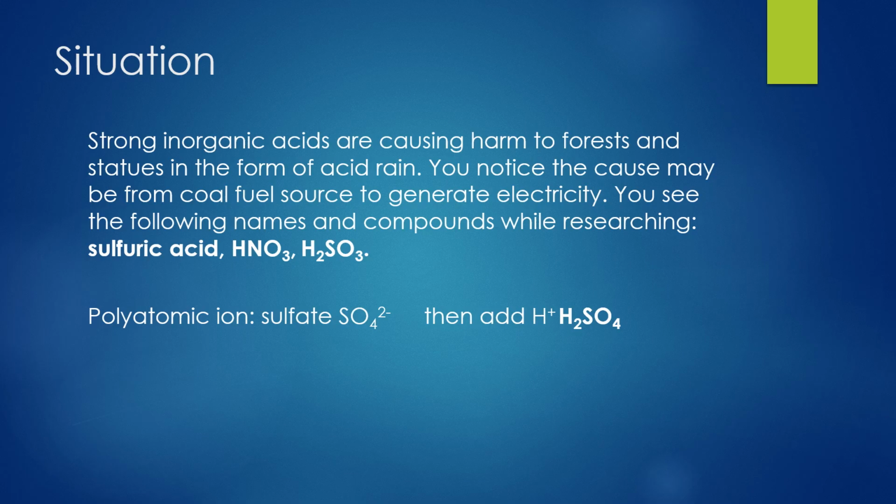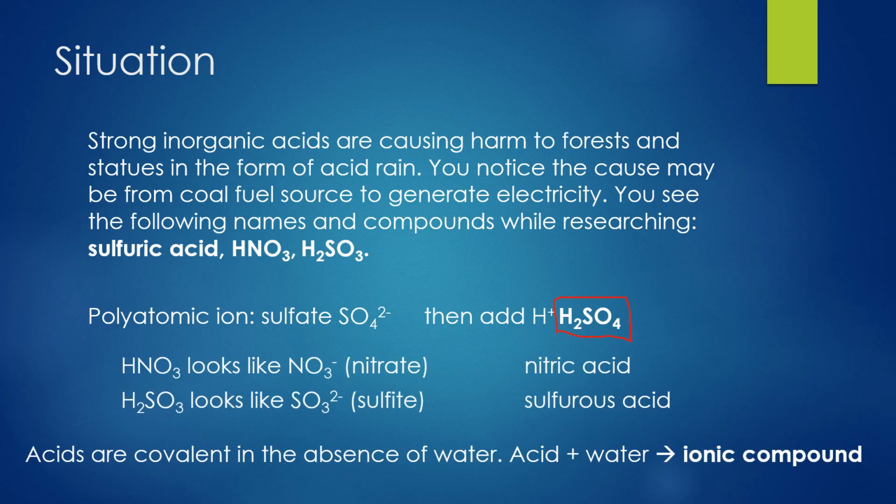So here are the answers from the previous question. For sulfuric acid, it shows you what the formula should look like after you do the crisscross method. And then also the names of the other two formulas, so nitric acid and sulfurous acid. And then of course, when acids are dissolved in water, they form acids, but also ionic compounds because they separate into their ions. So H+, and then whatever they're attached to, the anion, would also be in solution. And that's the end of this section.